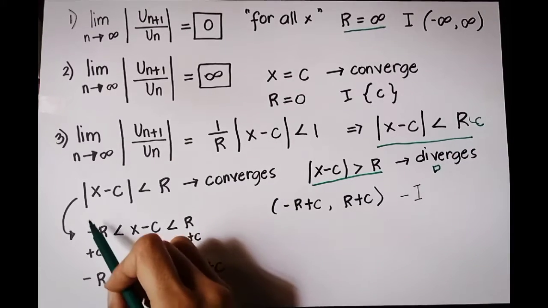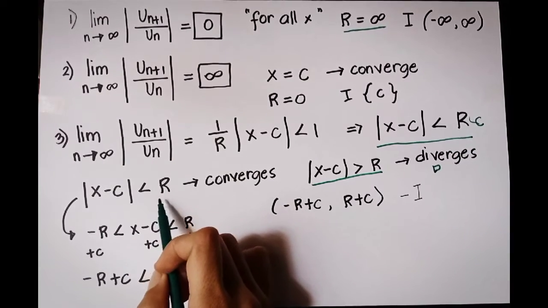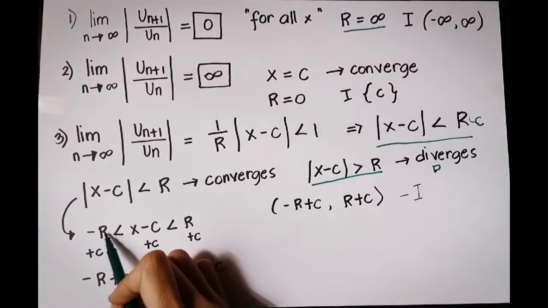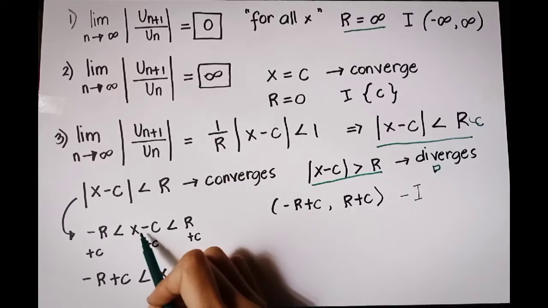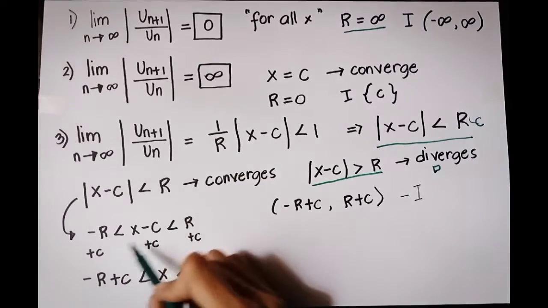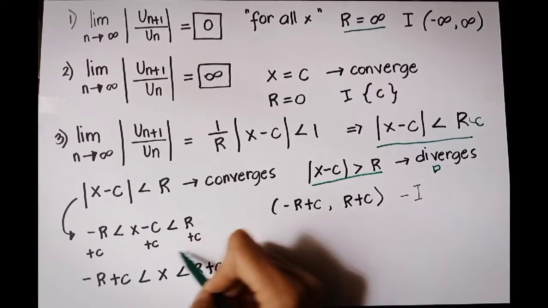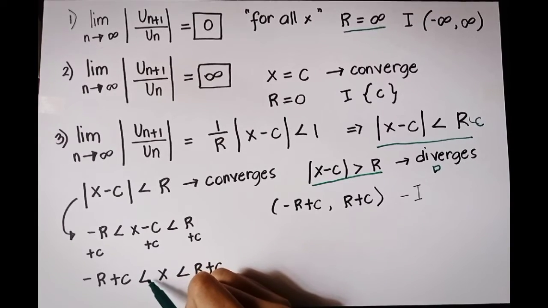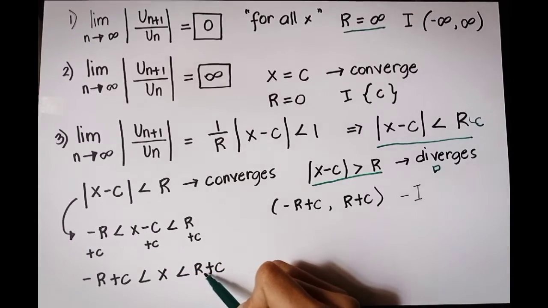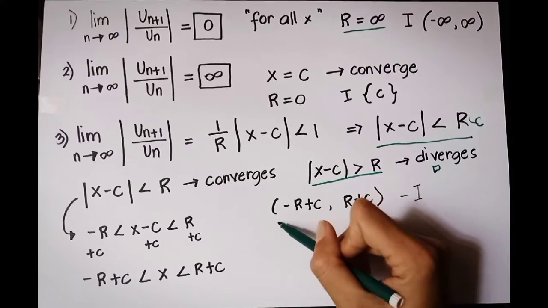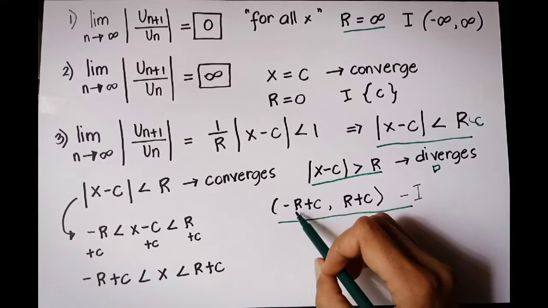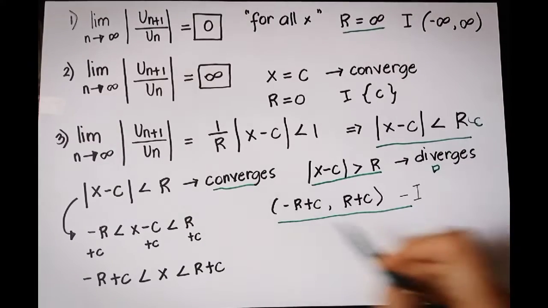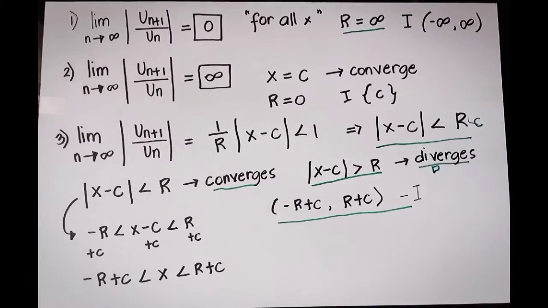Alright, so from here, if it converges, then on both sides, negative r less than x minus c less than r. Add c to all sides, and the result will be negative r plus c less than x less than r plus c. So you will get this interval, negative r plus c and r plus c, as the interval where the whole expression converges, and diverges outside of it.